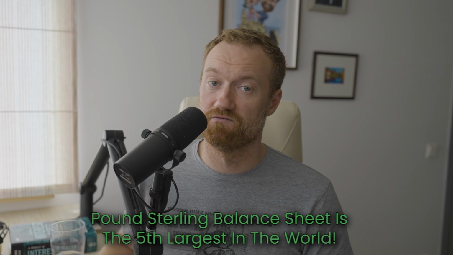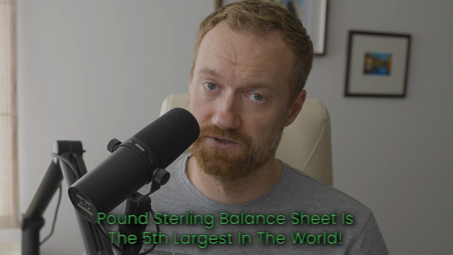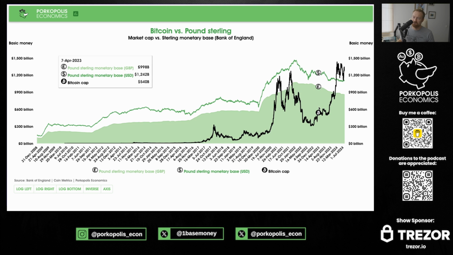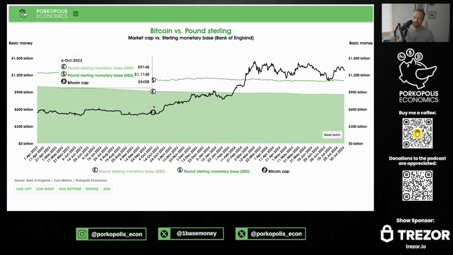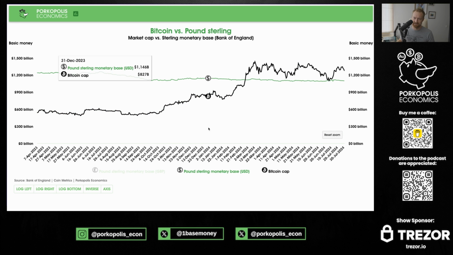More volatile at the moment than even the base money sterling balance sheet, which, by the way, is the 5th largest balance sheet in the world. You have the Federal Reserve, you have the European Eurozone, ECB, Euro, you have the Japanese yen, Bank of Japan's yen, and you have the Chinese yuan, PBOC. Those are the big four. Sterling is the 5th. And as we can see, I've talked about this before, but let's just zoom in and let's just take off pounds so you understand exactly what we're comparing to.